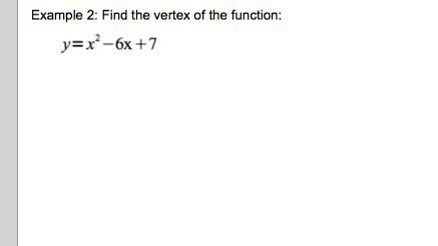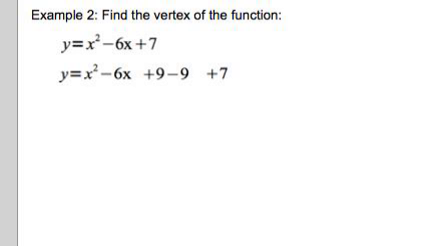So here's another one. Find the vertex of the function y equals x squared minus 6x plus 7. So if we tried to factor the a value out of here, we'd be factoring out a 1. Well, that doesn't change anything, so we don't need to do that step. We can just skip it entirely. So we skip that step. The next step is to look at the b value, in this case the coefficient of the x term, and we're going to take half of it. So half of negative 6 is negative 3. We're going to square that. Negative 3 squared is 9. And we're going to add and subtract 9.